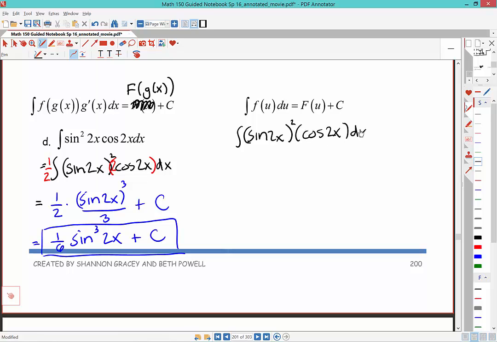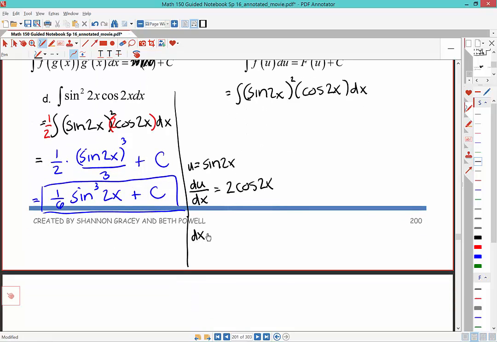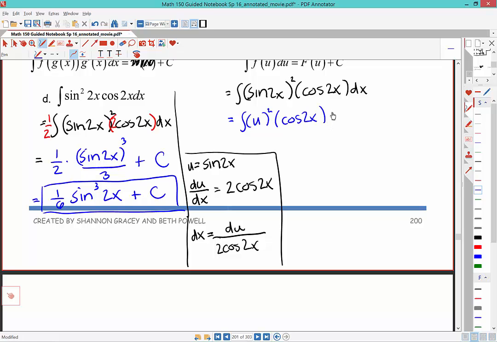So our u is going to be, I'm going to do it a little lower, our u is going to be sine of 2x. du/dx is equal to 2 times cosine of 2x using the chain rule. Isolating dx, we're going to have du over 2 times cosine of 2x. All right, so now let's see what we've got. So this is equal to u squared times cosine of 2x times du over 2 times cosine of 2x.